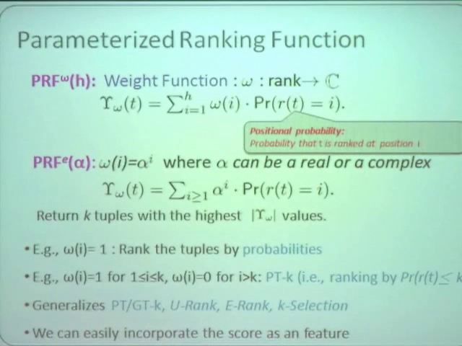So we just use this linear function. The second parameterized function is the PRF-e function, which is a special case of PRF-w. Here the weight function is just an exponential function. This alpha is a parameter which can be a real number or a complex number. Again this is a linear sum of this weight function, which is an exponential function. Then we compute the PRF value for each tuple, and we rank the tuples by the highest value. Because it can be a complex number, we take the absolute value here.